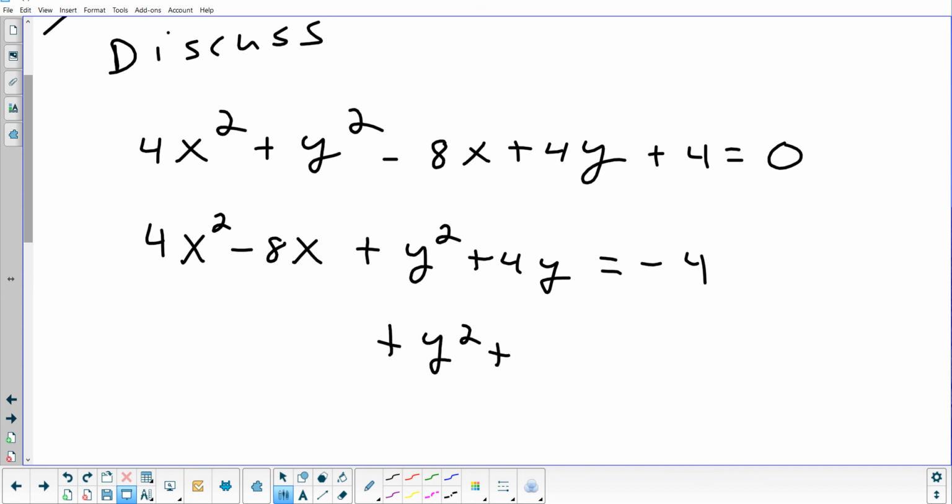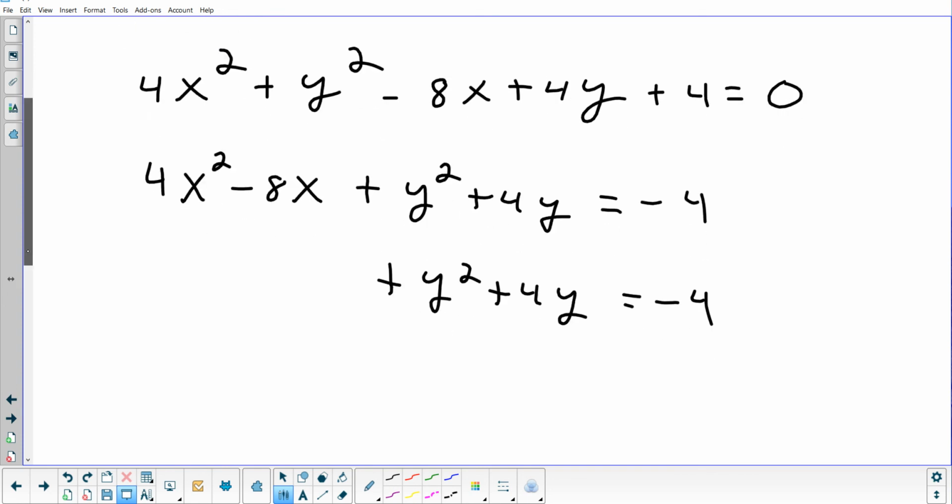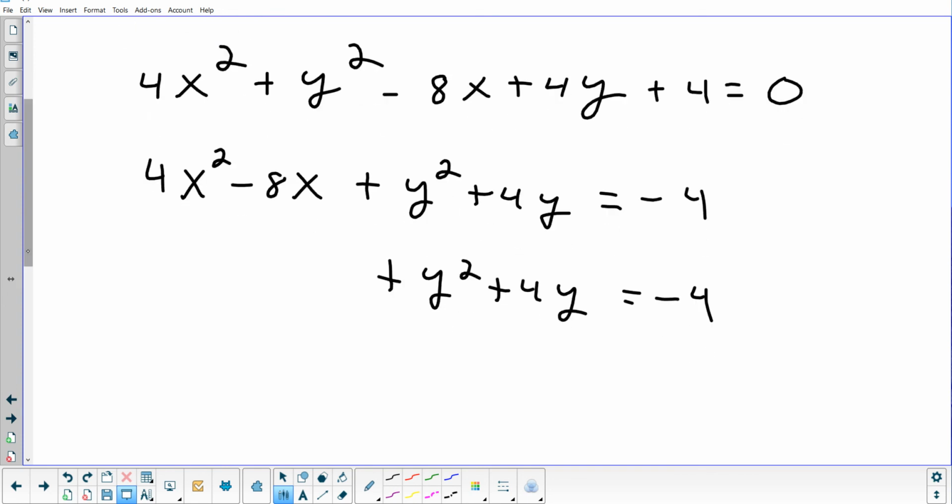So I'm ready to complete the square on this one. I'm going to leave room to do it. Well, I won't leave room yet because I have one thing I have to write. Do we have a coefficient of 4 in front of the x's? I mean, do we have a coefficient of 1? No. So how do we get rid of this 4? We're going to factor it out.